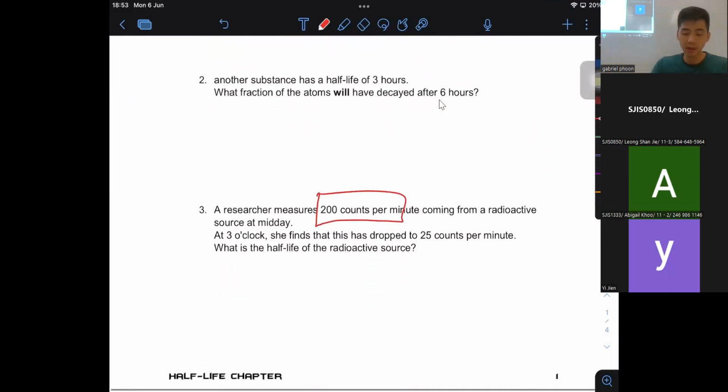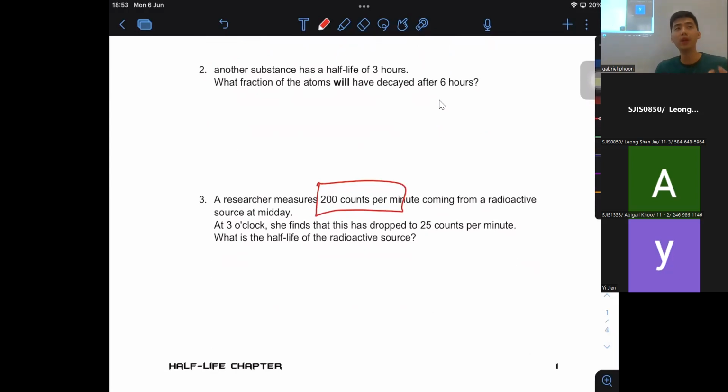But here in this question number 3, it already gives you the count rate. Meaning to say this radioactive substance is emitting 200 counts per minute. This 200 counts per minute is the original 100% already. It starts off with 200 counts per minute already. You get what I mean? Okay, never mind. Let me do question number 2 first, then we'll do question number 3 together.